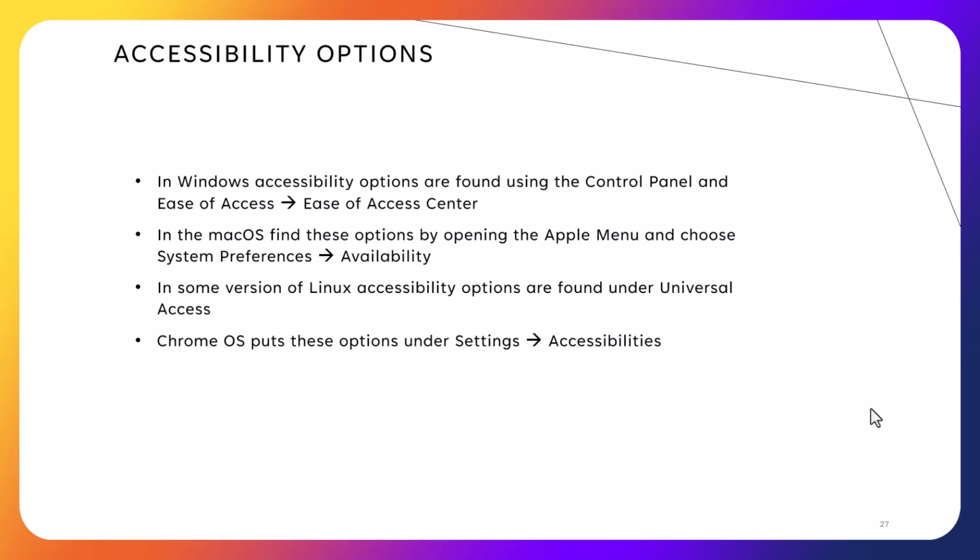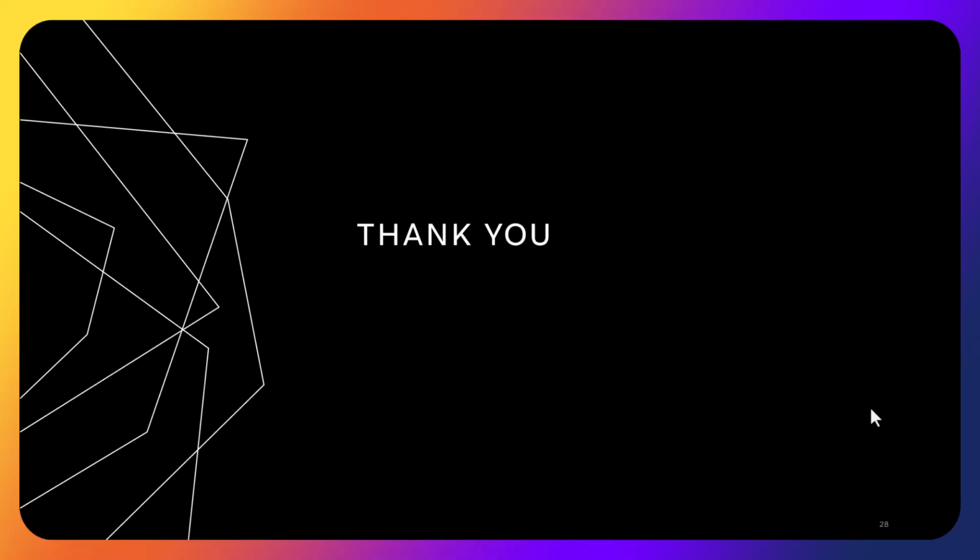To find these accessibility options within Windows, you're going to go to the Control Panel, click on Ease of Access, and click on the Ease of Access Center. In the Mac OS, it'll be System Preferences and Accessibility. In Linux, look under the Universal Access. Linux, it may vary from version to version. And in the Chrome OS, you're going to go into Settings and Accessibility.